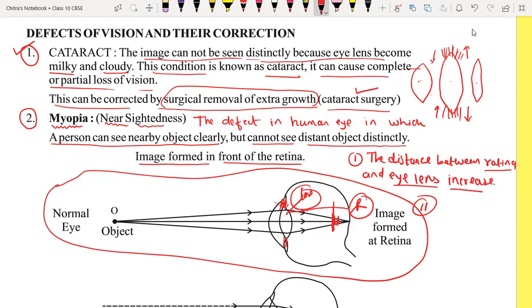Yes, sir. So due to weakening of the ciliary muscles, that lens has become too dilated, or we can say the power of accommodation of that lens has decreased. Means it is not able to adjust its focal length on the retina. It is due to the weakening of ciliary muscles. So I'm writing here, second reason, due to weakening of ciliary muscles.